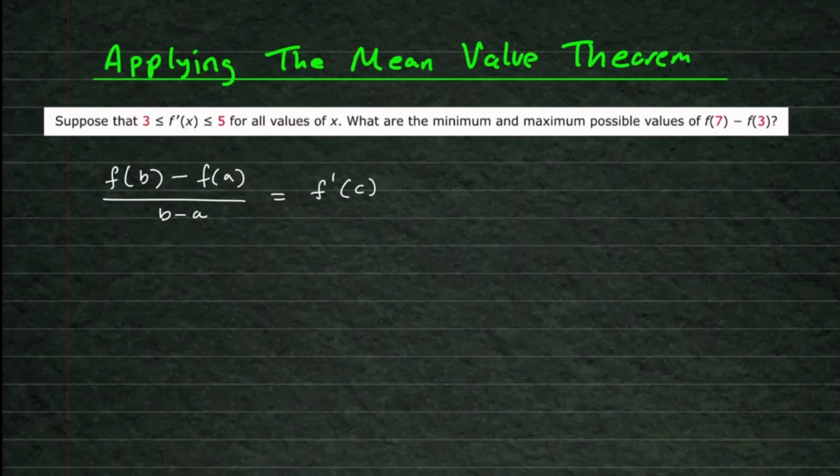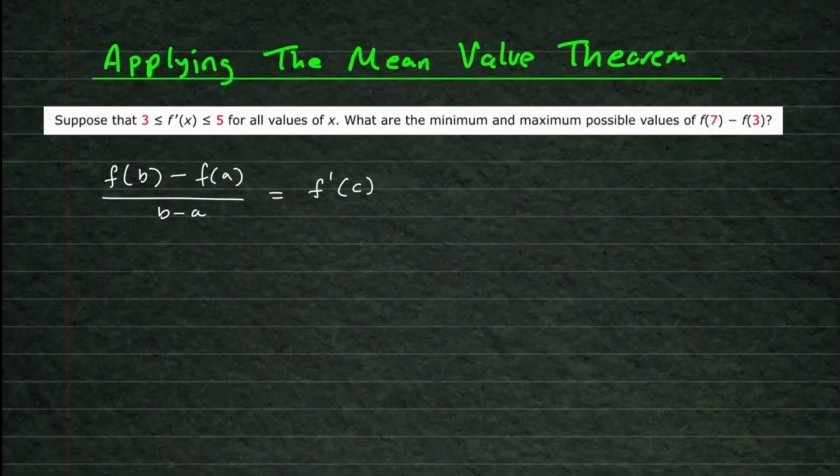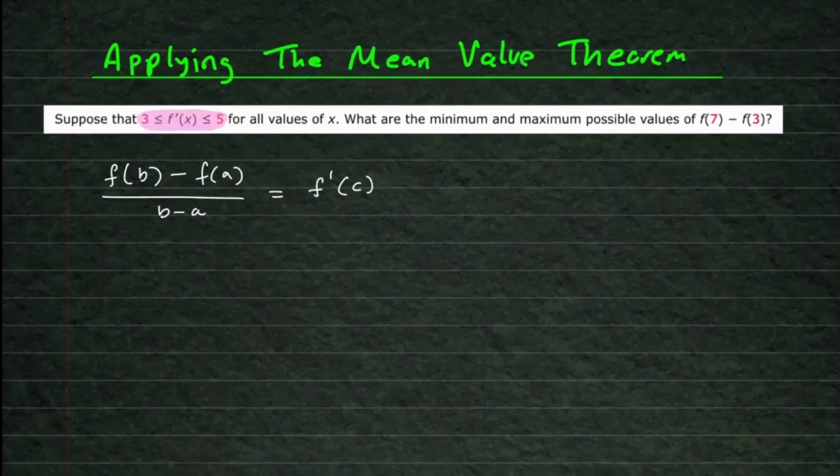Now we're going to use this for this example. Suppose that 3 is less than or equal to f'(x), which is less than or equal to 5. So this is our condition on the derivative for all x. What are the minimum and maximum possible values of f(7) - f(3)? So the interval we're looking at is from 3 to 7. This is like your a value, and this is like your b value.